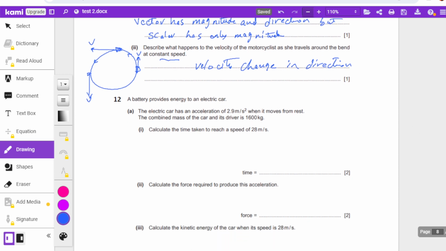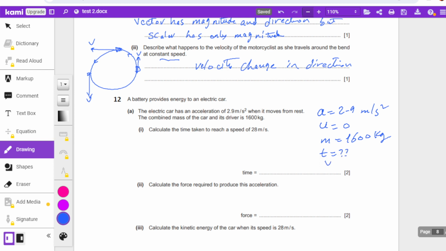A battery provides energy to an electric car. The electric car has acceleration. He gave me acceleration equal 2.9 meter per second squared when it moves from rest, which means u equals 0. The combined mass of the car and the driver is 1600 kilogram. Calculate the time taken. He asked to find time.